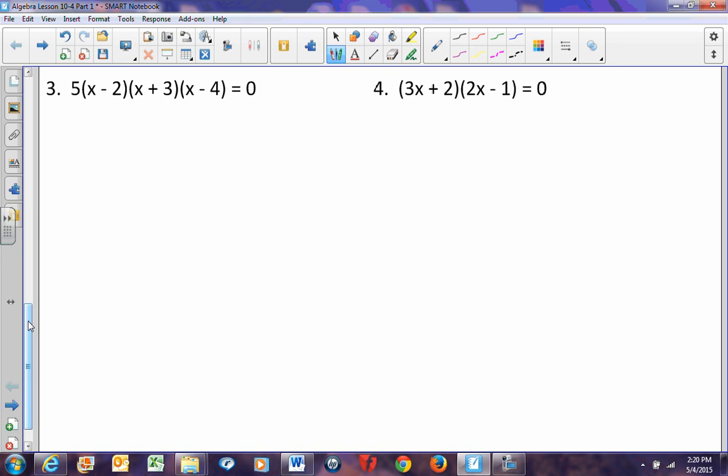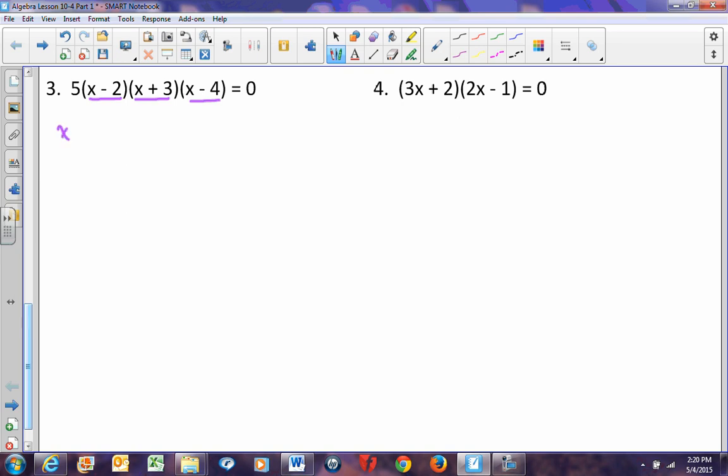Problem number 3, we have 5 times the quantity x minus 2 times the quantity x plus 3 times the quantity x minus 4 equals 0, which means either this is 0, or this is 0, because anything times 0, even if we multiply 5 by a 0, we're still going to get a 0. So we set each one of the underlying values equal to 0. We do not set 5 equal to 0 because 5 doesn't equal 0. We have to have a variable in order to set it equal to 0. There's no variable next to the 5, so that cannot equal 0.